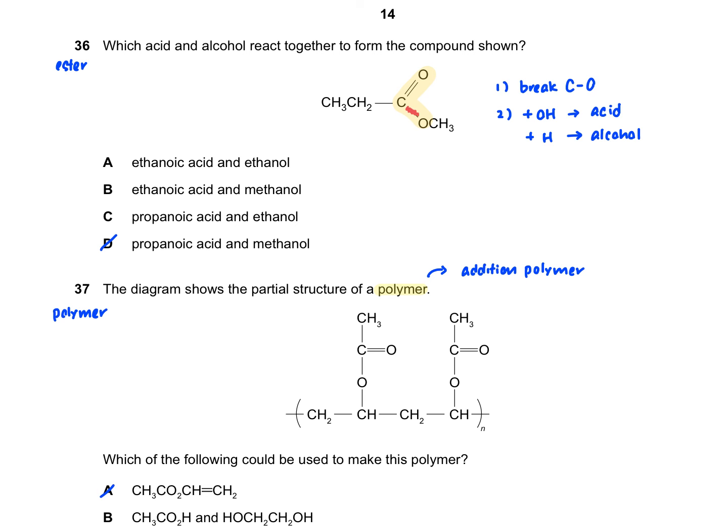Okay, so once you have broken the C-O single bond, what's left to be done is to add back the OH to your acid and add back the H to your alcohol fragment. So from here you can see that the alcohol is methanol, and then the acid would be propanoic acid.